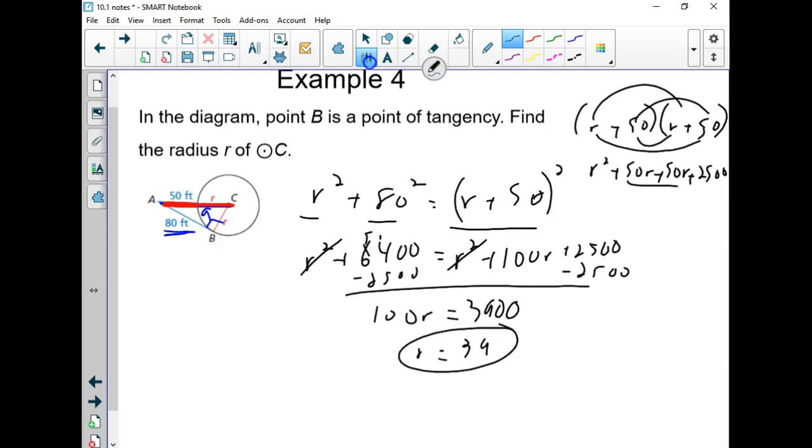And if you want to prove it, I'm not going to spend the time here, but if you wanted to, you could do 39 squared plus 80 squared equaling 89 squared. And you could prove that that is the right triangle, or that you did it right, which we did.